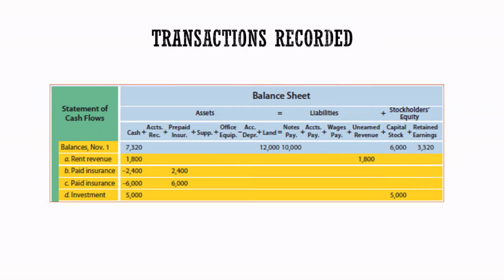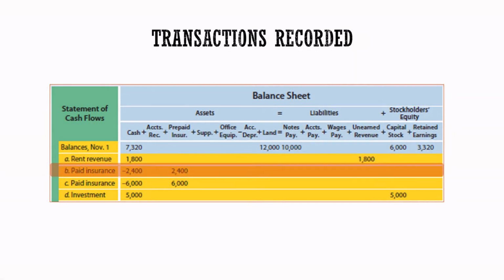On November 1st, Family Healthcare received $1,800 from ILS company as a rent for the use of its land as a temporary parking lot from November through March. This transaction was recorded as an increase in cash and an increase in unearned revenue. Unearned revenue is a liability account.